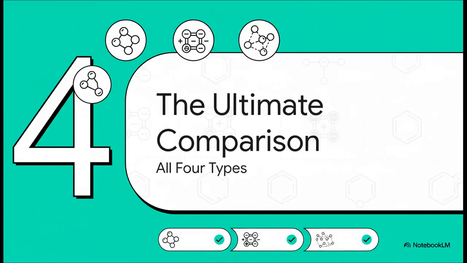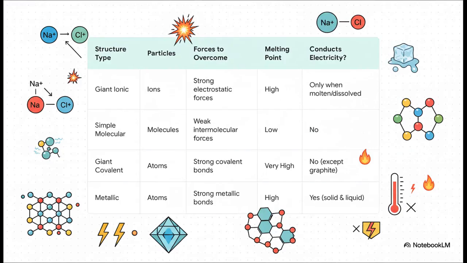Right. We've done all 4 types. Time to bring it all home. Seriously, this next slide is pretty much your golden ticket for revision on this topic. Okay, take a second. Maybe even pause and just soak this in. This table is everything we've just talked about all in one place. It links the type of structure to the particles, to the forces you have to overcome, and then to the final properties.